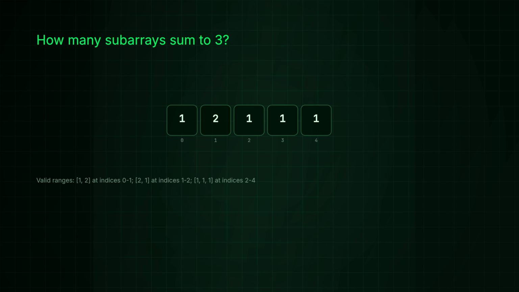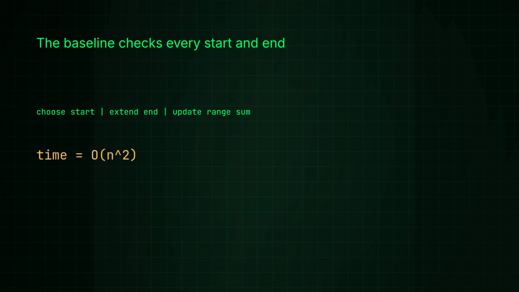Different start and end pairs count separately. Therefore, the required output is 3. We return the number of valid subarrays, not their values or indices. A direct solution chooses every start index, extends the end index, and keeps a running sum for that start. There are quadratically many start and end pairs, so the optimized brute force solution takes O of n squared time.